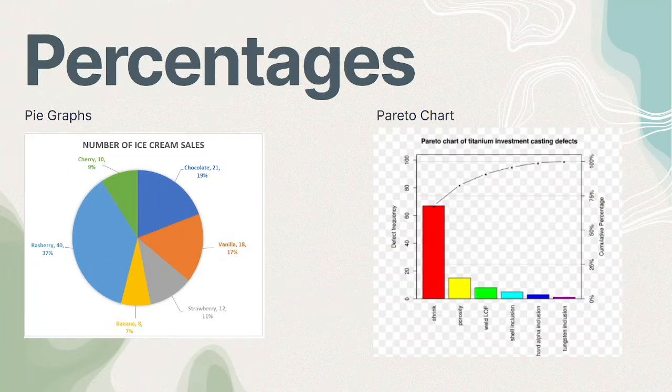Percentages. When you want to show percentages or parts of a whole, pie graphs are a solid option, like this chart showing ice cream sales by flavor. Another option is a Pareto chart, which combines bars showing frequency with a line showing cumulative percentages. It's especially useful for spotting which categories are responsible for the majority of your results, like in quality control or defect analysis.